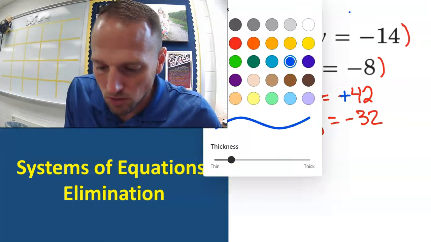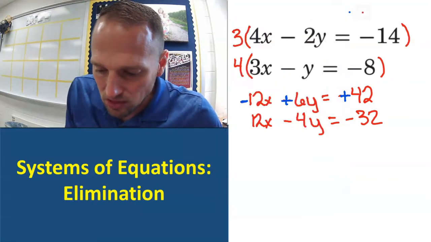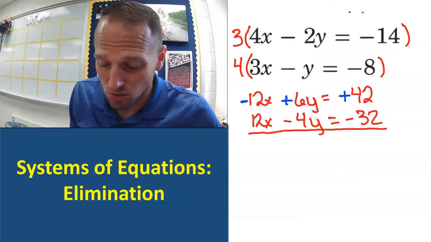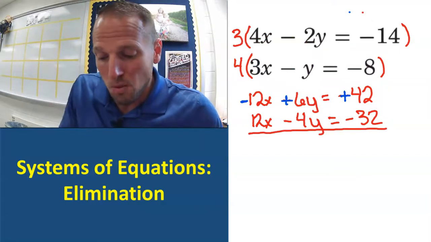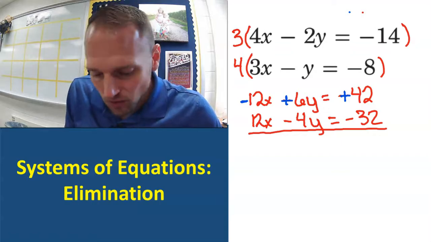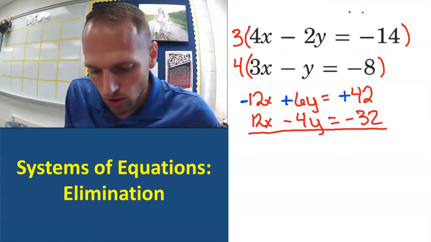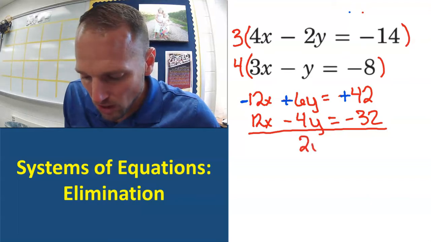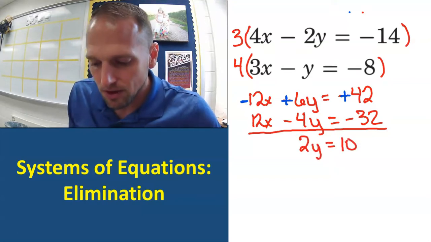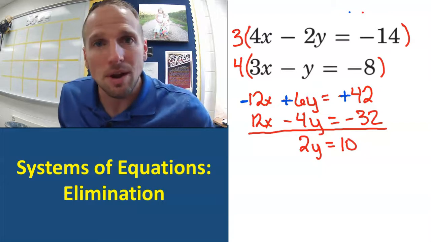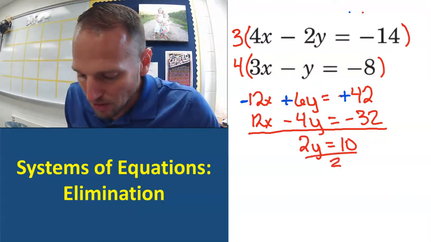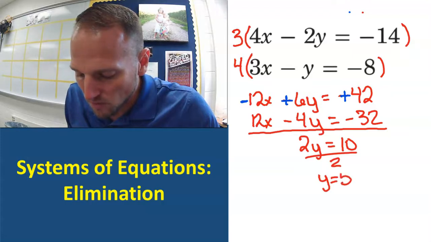Now, watch what we can do. Let's just add these straight down. We're really using the addition property of equality, if you want to know. Negative 12x plus 12x is 0. 6y minus 4y is going to be 2y. And 42 minus 32 is going to be 10. Well, this is a one-step equation now, and I've only got one letter, so I can actually solve this. Divide by 2, and I'm going to get y equals 5.